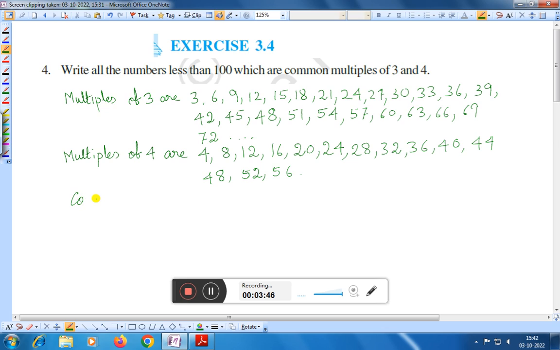Common multiples of 3 and 4 are, now see what are the common. You see, number 1 is 12, common between them. Next is 24, 24 is common. Next one is 36, 36 is common.